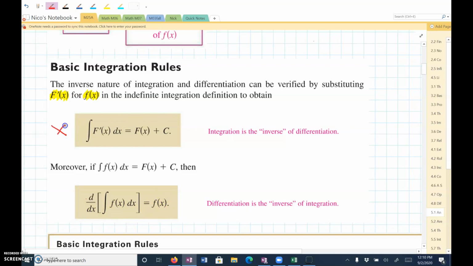So basically what this is trying to say here is if you take the derivative of an integral, they are going to undo each other, they're inverses, and that's going to equal the function. This is saying the same thing here. The derivative, which is the prime, and the integral, they would undo each other. You'd be left with big F of x.